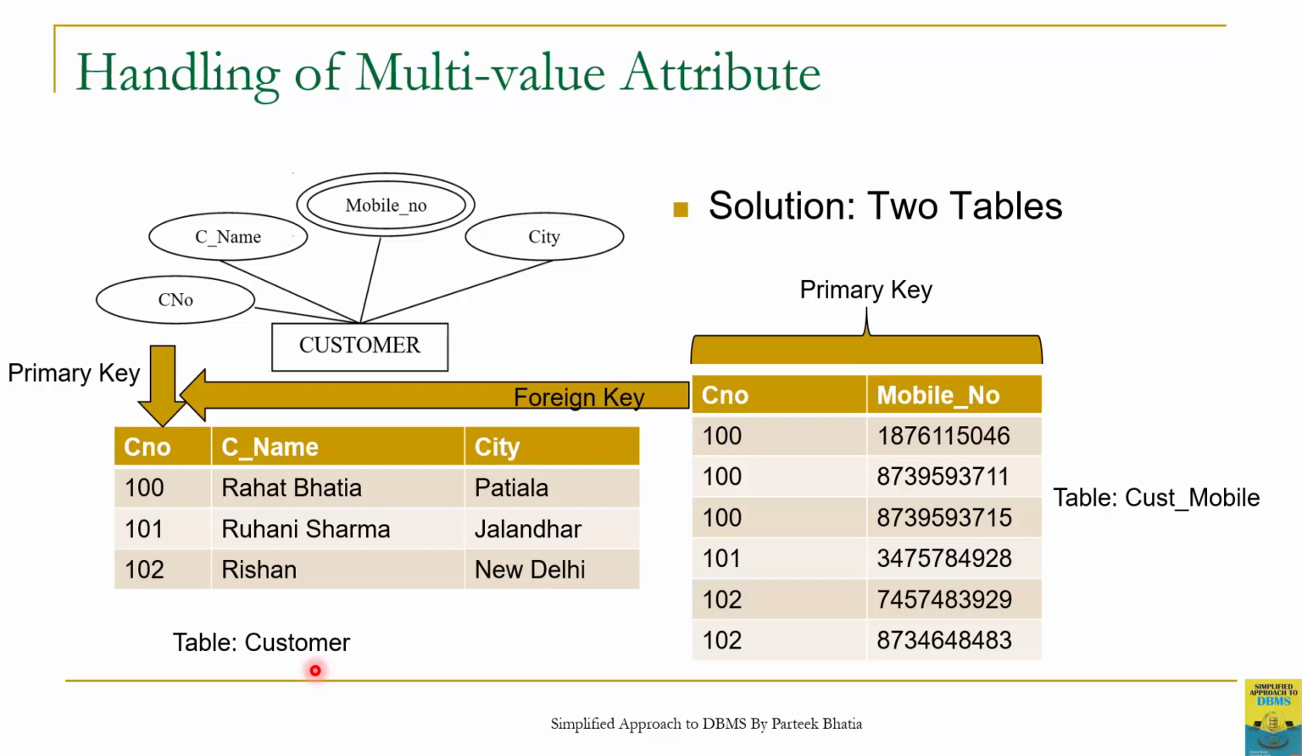So in this way we solve the problem of the multi-value attribute. So we can conclude that whenever you get a multi-value attribute in an entity set, always create a separate table involving two columns, the primary key of that entity set and that multi-value attribute.